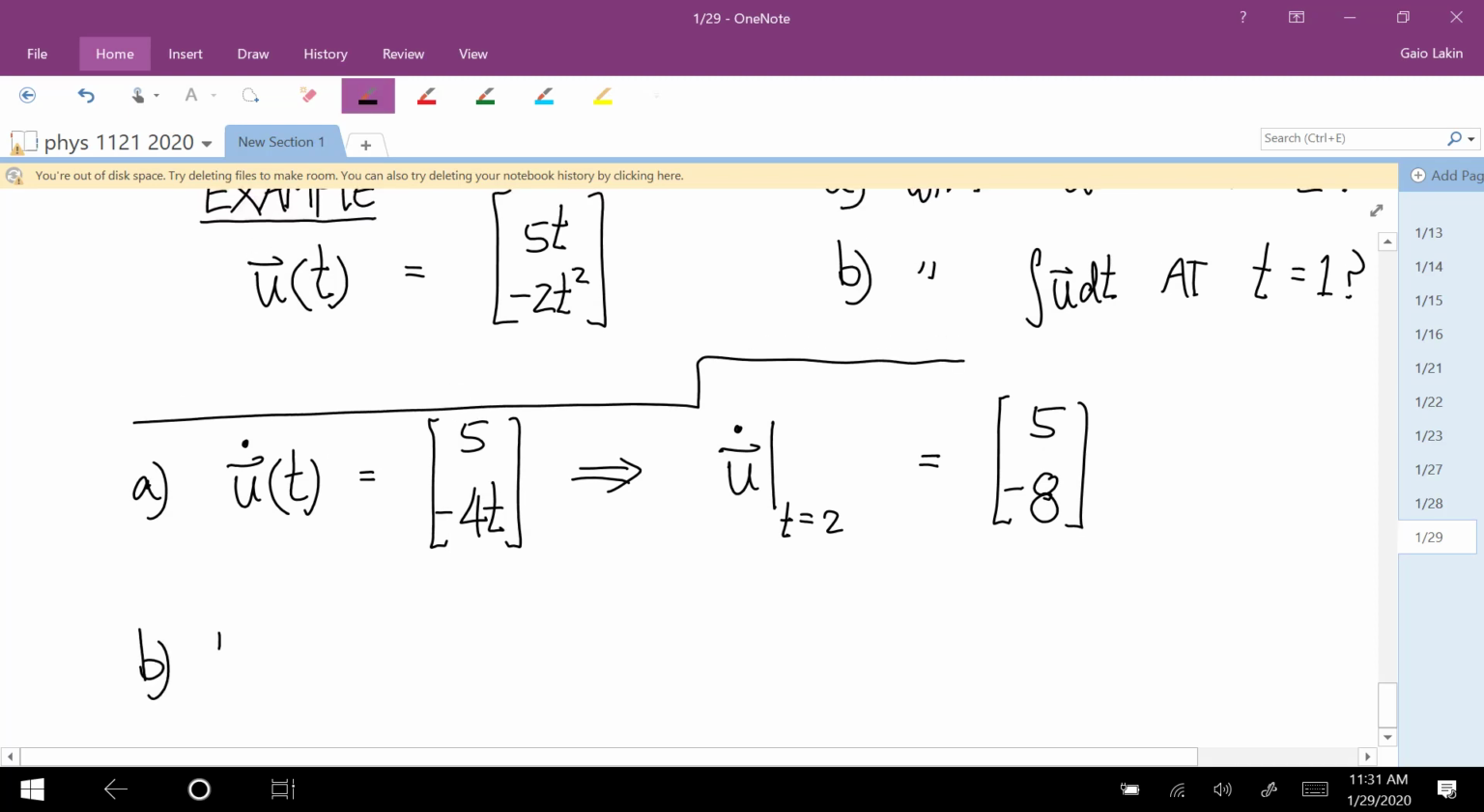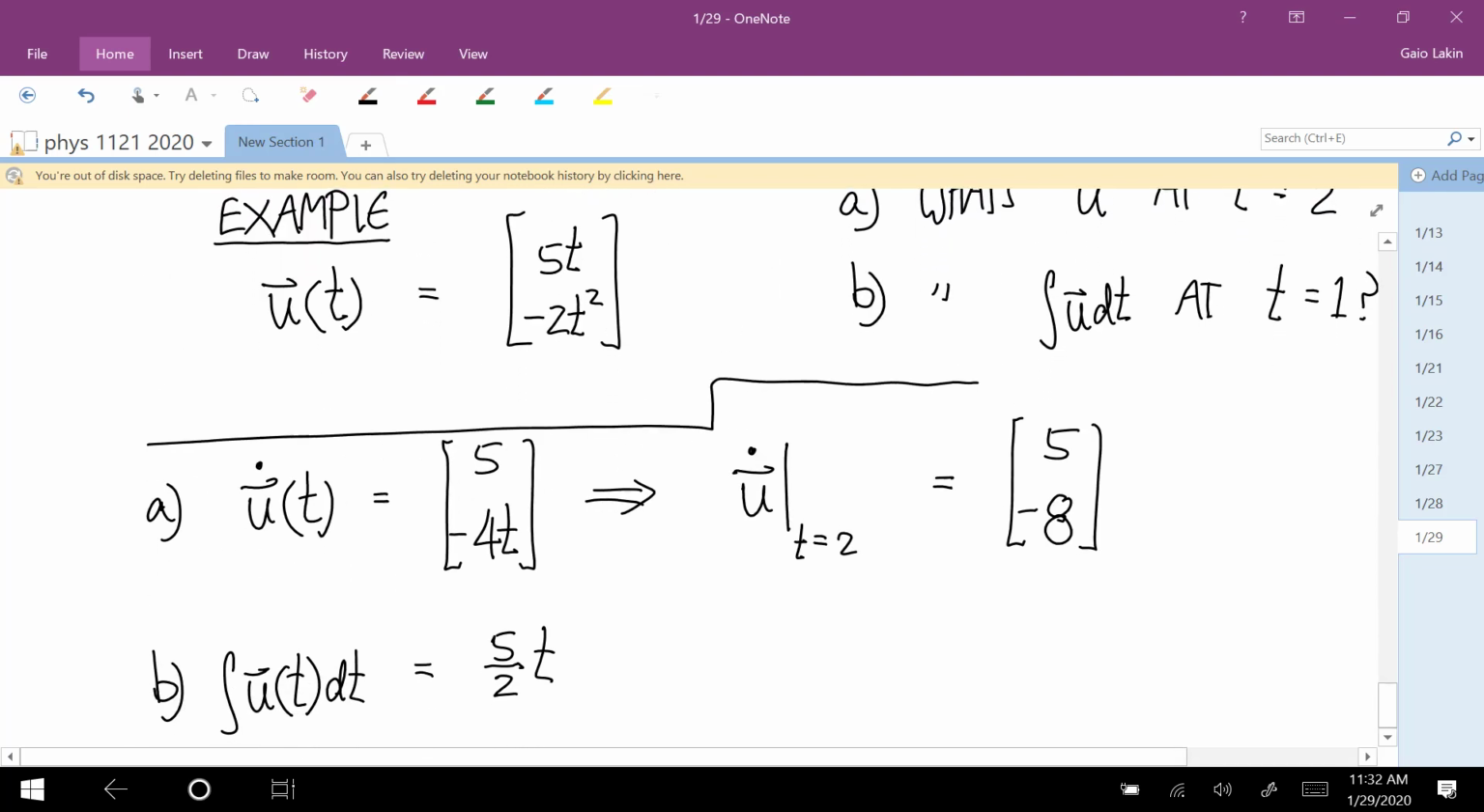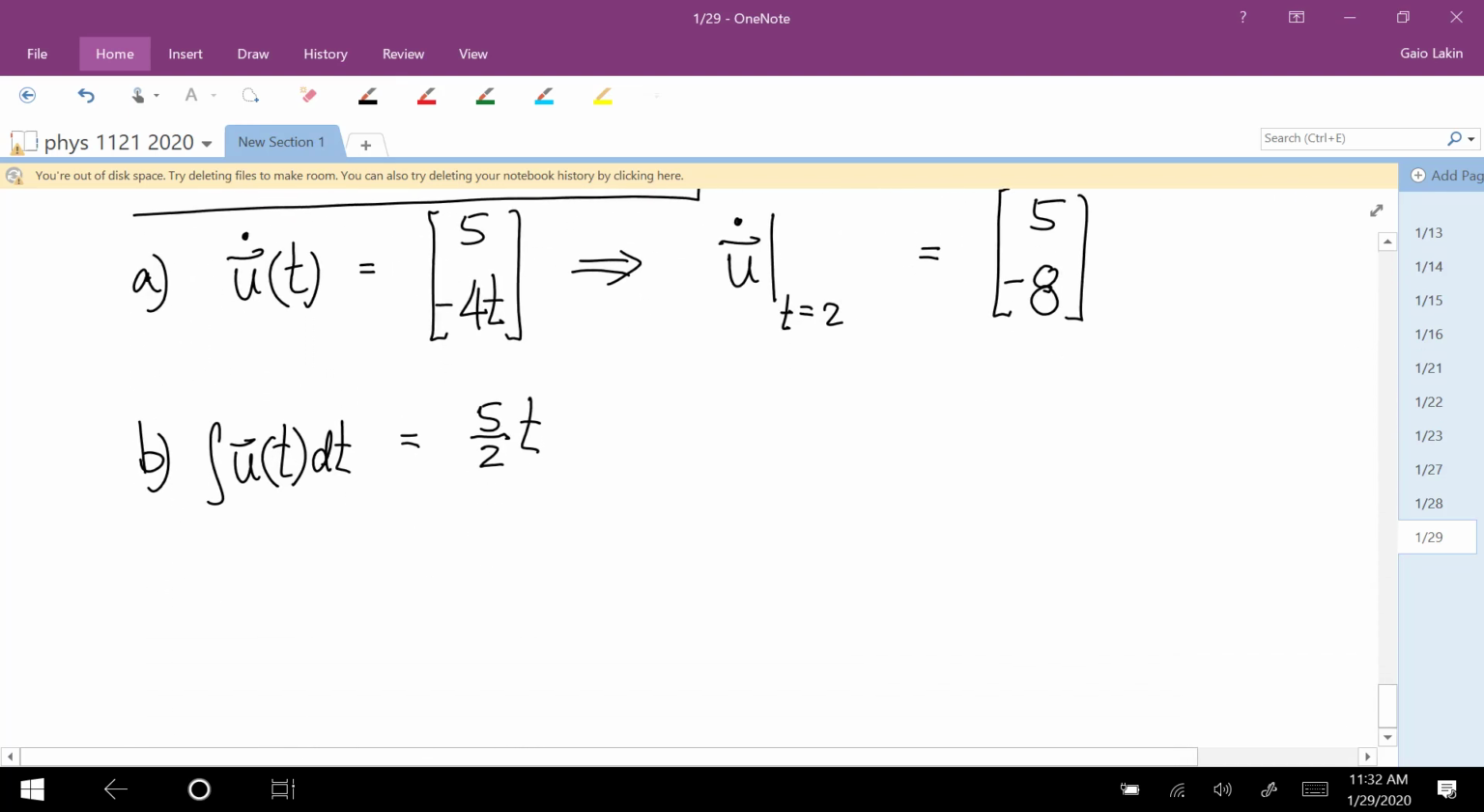For the integral of u as a function of t dt is 5/2. Oh, did I give boundary conditions here? Well, okay, let me just do it the way I have it written.